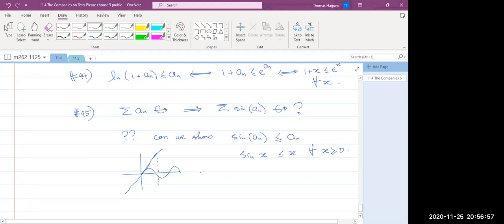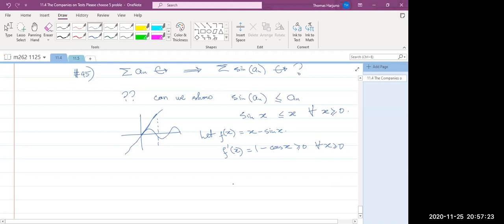algebra or analysis? So we define a new function f(x) equals x minus sine x. So the derivative will be 1 minus cosine x, and this is at least 0 for every x, right? That's at least 0 for every x, it doesn't have to be positive x. It's always increasing. Is it right? It means f(x) is increasing.